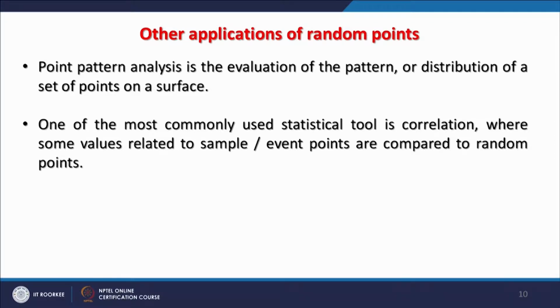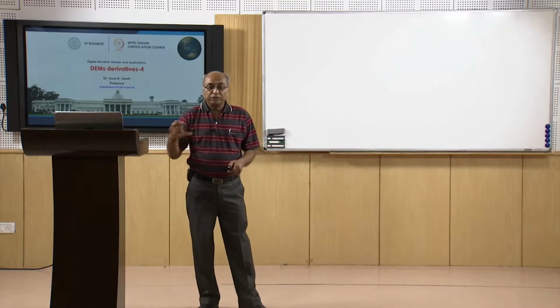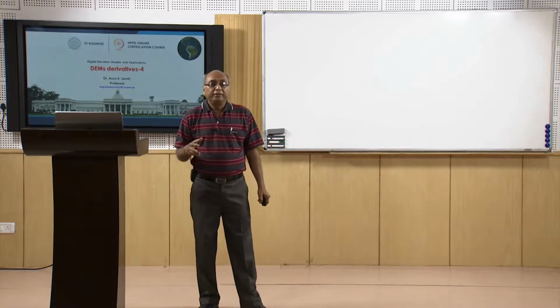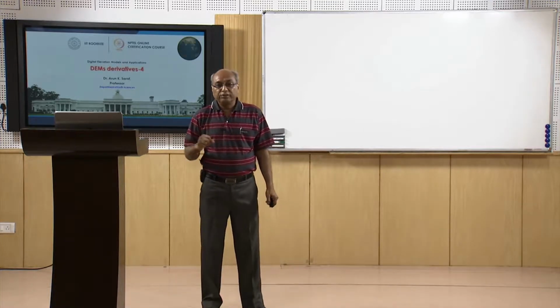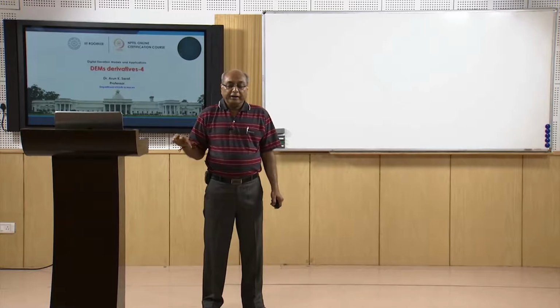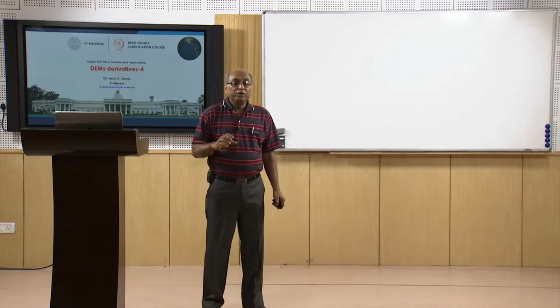And one of the most commonly used statistical tools is correlation, where some values related to sample or event points are compared to random points. Because if you are seeing a distribution of point data, now you want to assess how they are distributed: whether there is some clustering phenomenon, whether they are distributed in a linear fashion, or in a systematic fashion, or at a regular interval, or distributed randomly.